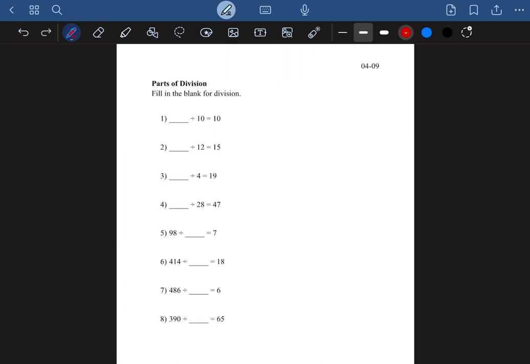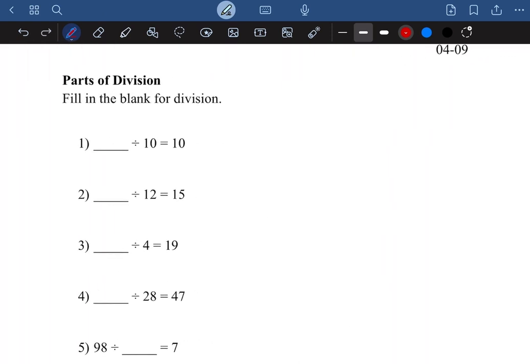Parts of division. Fill in the blank for division. So for number 1, we're trying to find what number divided by 10 is equal to 10. So in order to find the unknown number, we have to multiply the divisor by the quotient. So 10 times 10. We know that if you multiply a number by 10, we add a 0 to the end. So 10 and then a 0. So the unknown number would be 100.